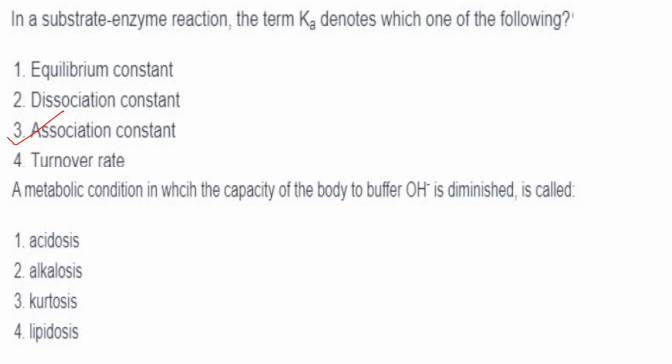Then a metabolic condition in which the capacity of the body to buffer OH minus ions is diminished. It is called as alkalosis. Kurtosis, it has something to do with your biostatistics. Acidosis, all that I have discussed earlier. Lipidosis also, it is characterized by accumulation of excess lipids.